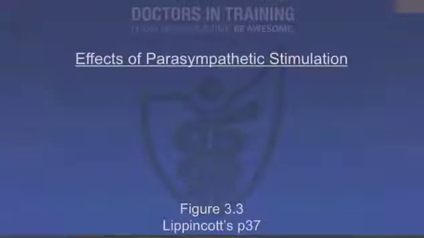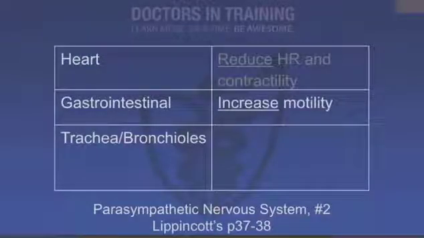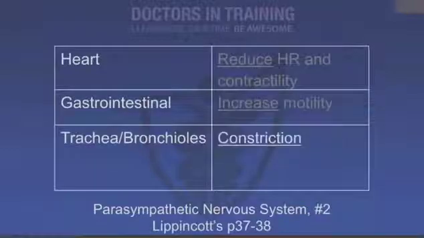So let's talk about specific effects of the parasympathetic stimulation. So again, let's start with the heart. Parasympathetic stimulation of the heart is going to reduce heart rate and reduce contractility. And think about it, at rest, you don't need so much blood, you don't need so much oxygen going out to the tissue, so you can slow the heart down some. In the gastrointestinal tract, it's going to cause an increase in motility, again, to move food through so you can digest it.